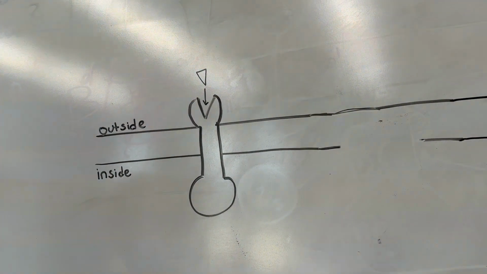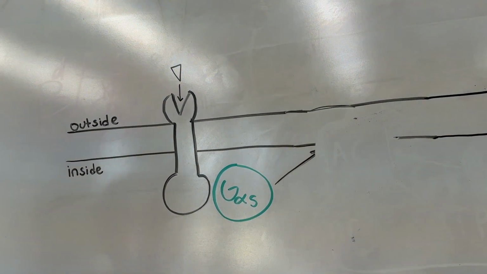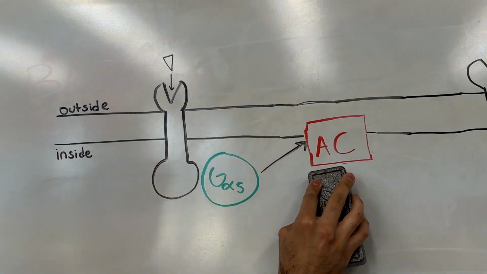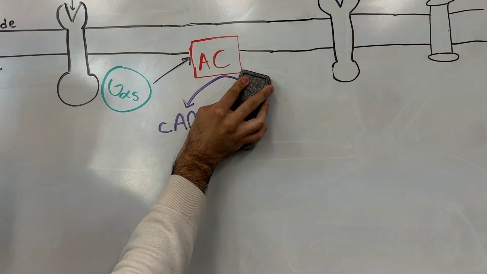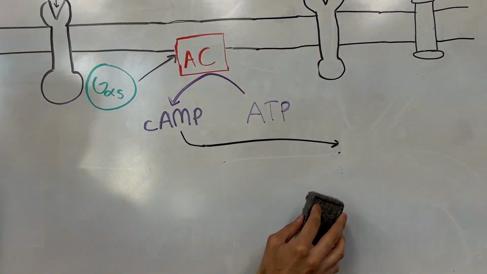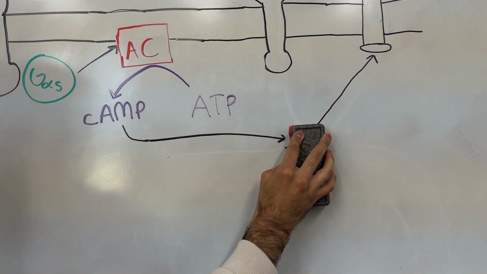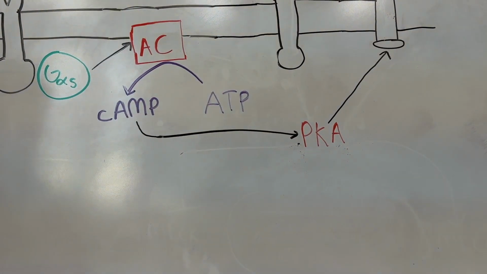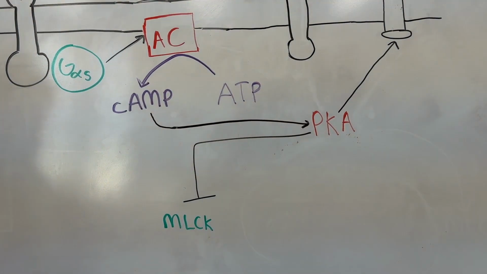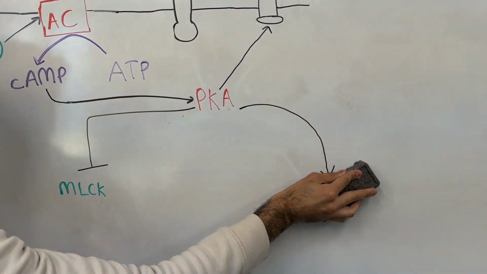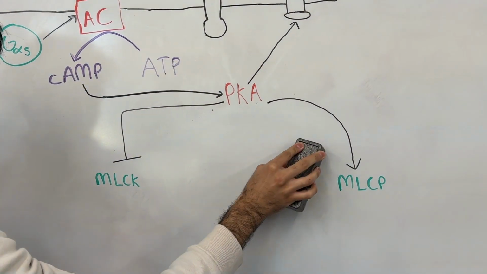When the alpha subunit of the GS protein gets activated, it can activate adenyl cyclase, or AC. AC is an enzyme that catalyzes the conversion of ATP into cyclic AMP. Cyclic AMP can activate protein kinase A, or PKA, which is another kinase that can phosphorylate substrates. PKA can phosphorylate myosin light chain kinase, or MLCK, to inhibit it, and it can phosphorylate myosin light chain phosphatase, or MLCP, to activate it.